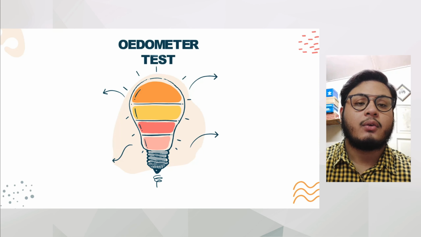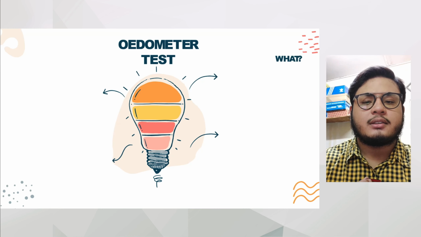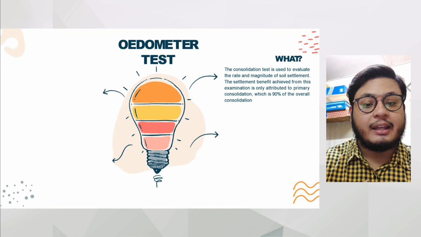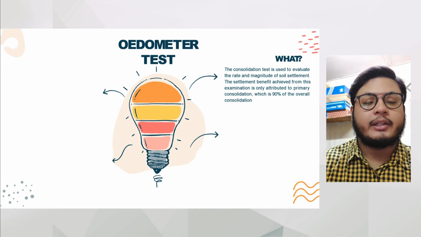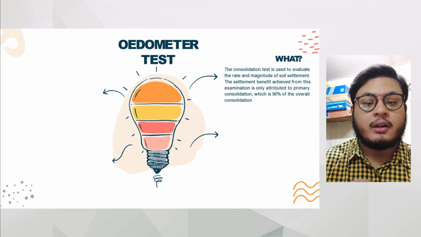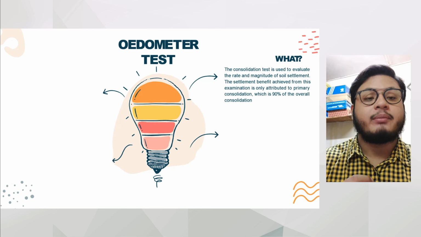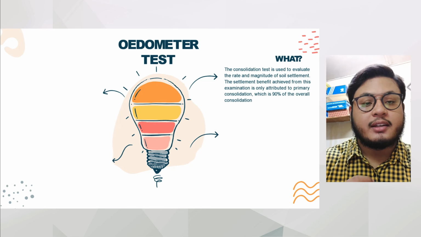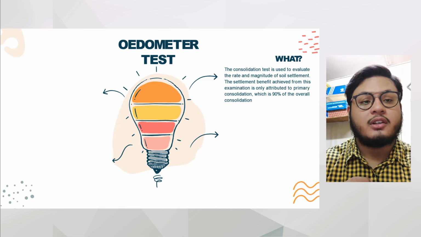Today I will tell you all about what the Oedometer Test is and when we do this Oedometer Test. The Oedometer Test is the consolidation test used to evaluate the rate and magnitude of soil settlement. The settlement benefit achieved from this examination is only attributed to primary consolidation, which is 90% of the overall consolidation.